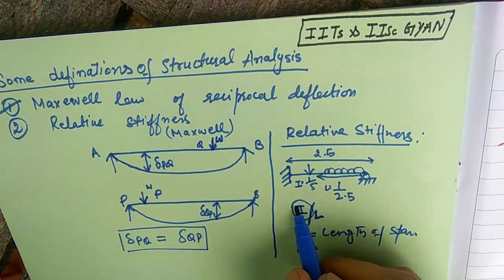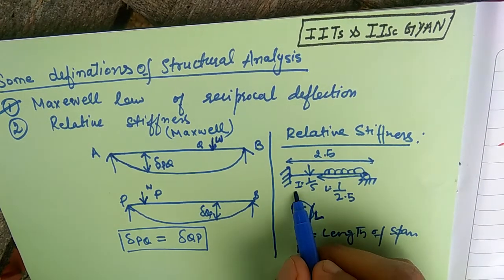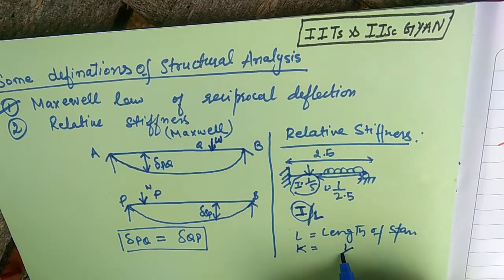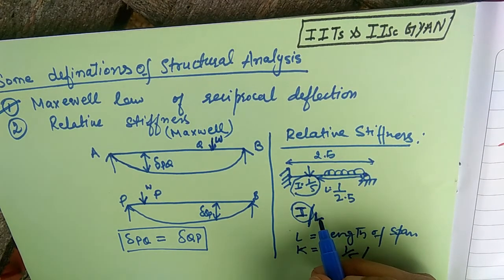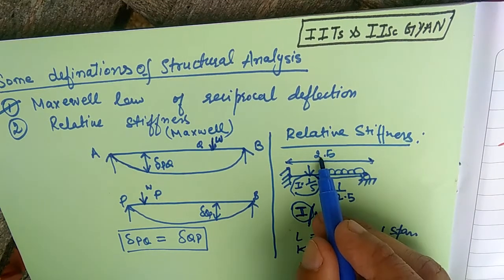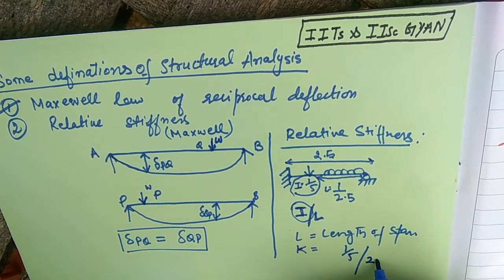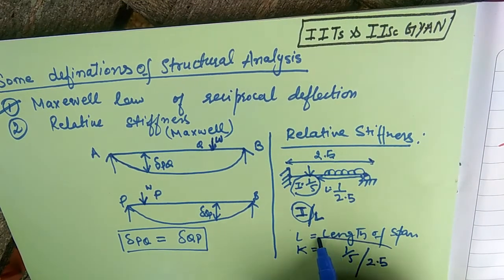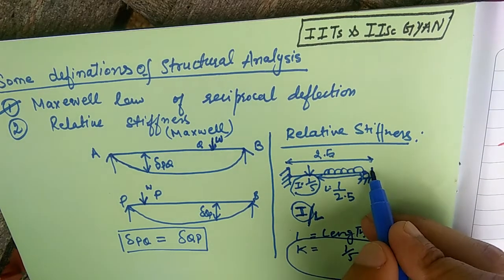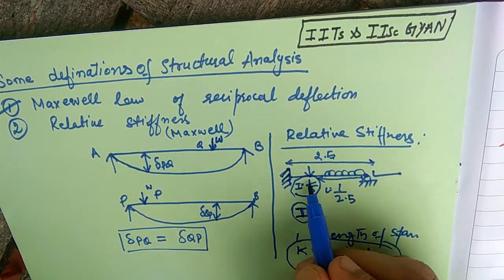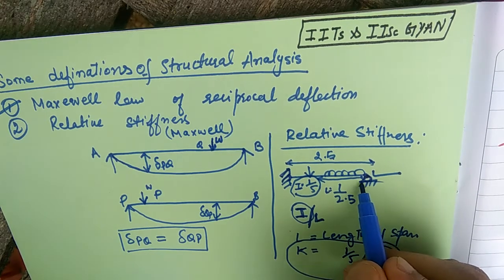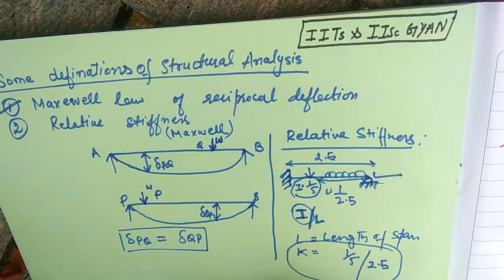So what is I? I is given as 1 by 5, and what is the length of span? The total length of span is 2.5. So this is the relative stiffness of this beam. One side is fixed and the other is supported, a rolling support. That's it.